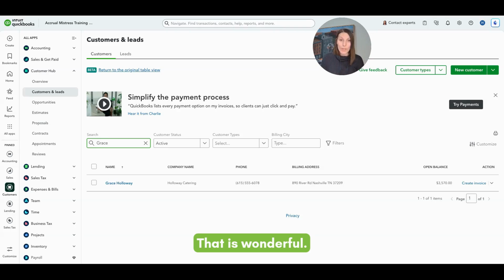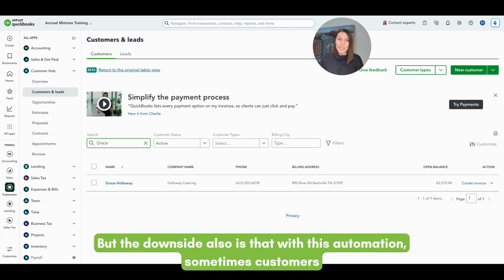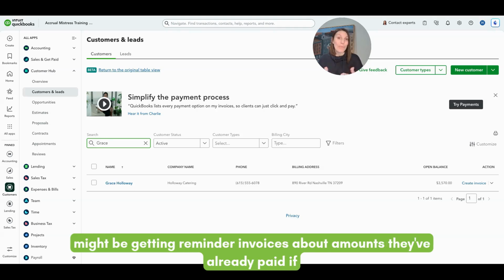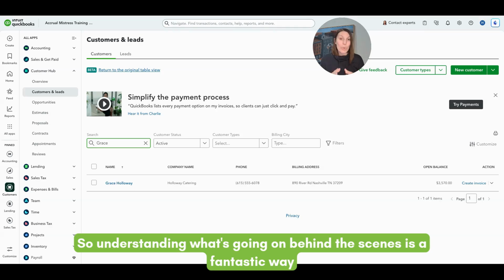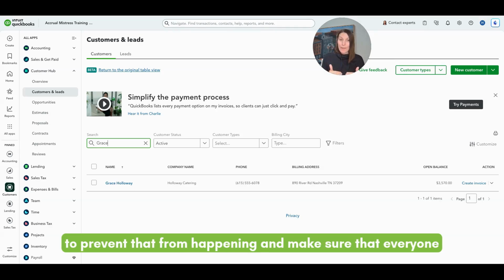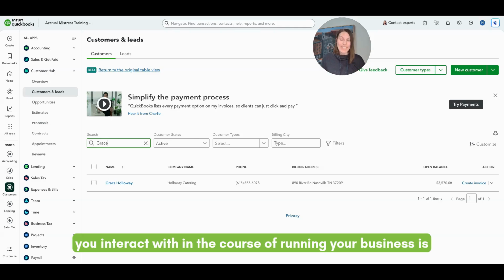That is wonderful. But the downside also is that with this automation, sometimes customers might be getting reminder invoices about amounts they've already paid if we're not using the back end of our systems correctly. So understanding what's going on behind the scenes is a fantastic way to prevent that from happening and make sure that everyone you interact with in the course of running your business is happy and has current and up-to-date information.